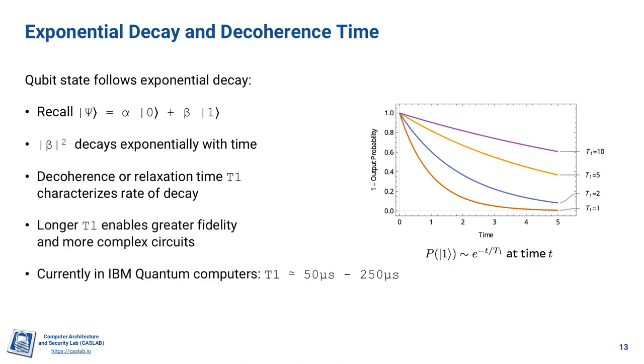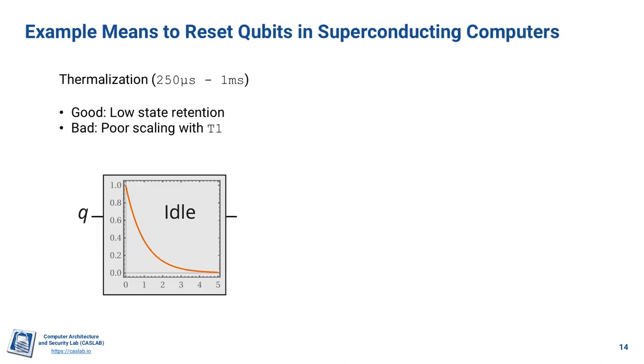Just for some reference, currently in IBM quantum, the decoherence time is around 50 or 100 microseconds, and for the newer paid machines, it's around 200 microseconds. So this is the time within which you can do the computation. This is the decoherence time, but it also comes in relation to the reset. One way to reset the qubits is to let the qubits stay idle and decohere to the ground state. If you keep the qubits idle for up to, let's say, 1 millisecond, all the state will be reset, and the qubit enters the zero state, and then you can run another circuit.